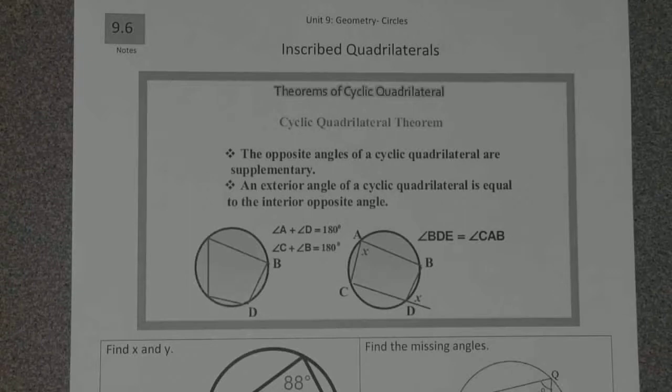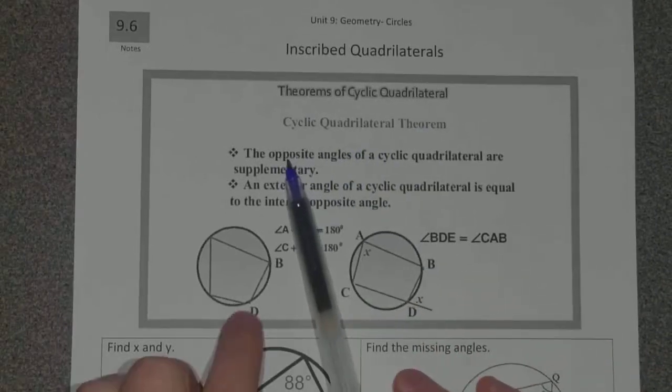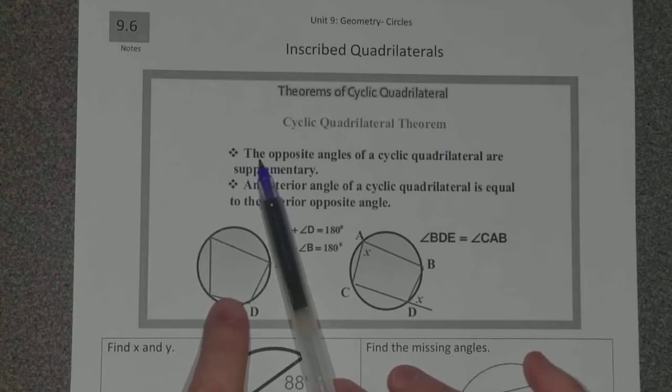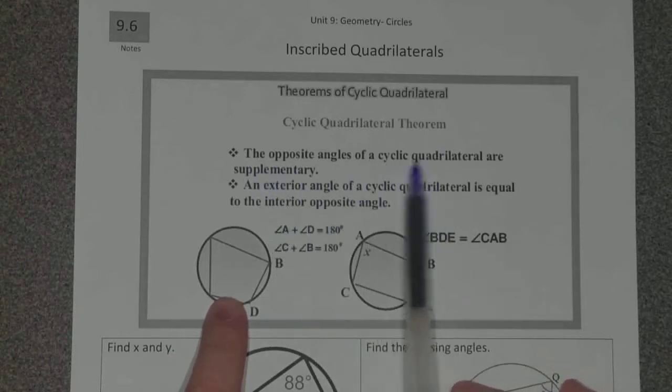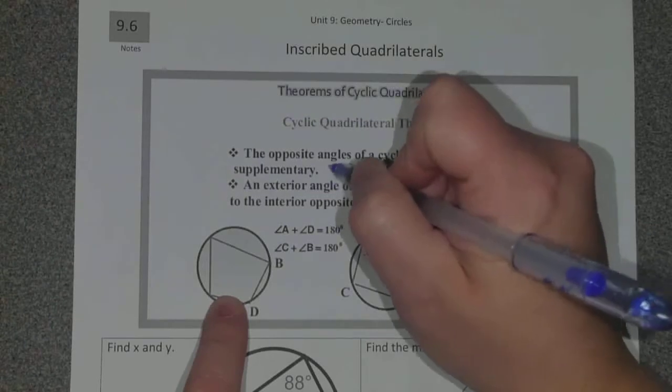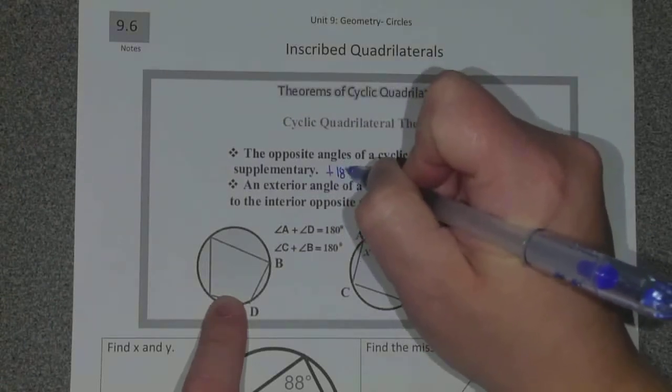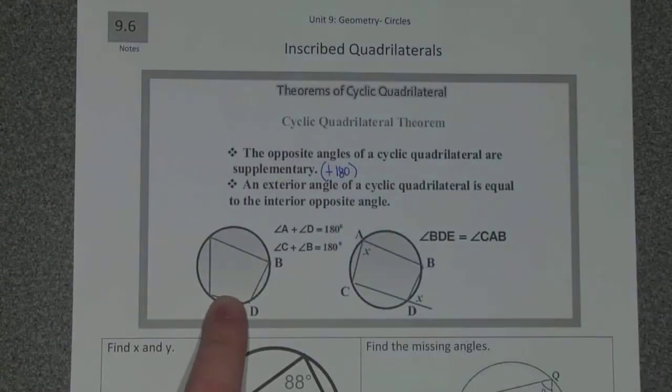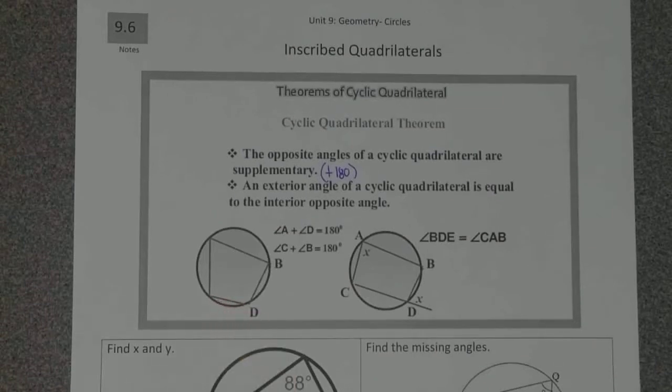All right, so inscribed quadrilaterals, that's going to be a quadrilateral inside the circle. There's a couple of rules that happen when we do that, okay? So the first one is that the opposite angles of the cyclic quadrilateral are supplementary. You remember what supplementary means? Yeah, they add up to 180 degrees. So opposite angles inside the quadrilateral have to add up to 180 degrees, okay?